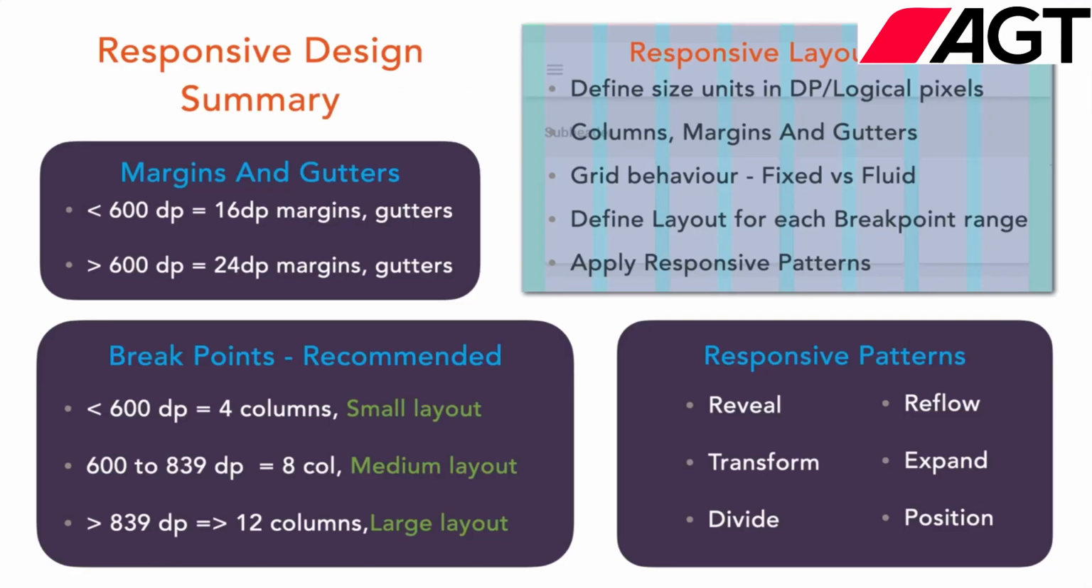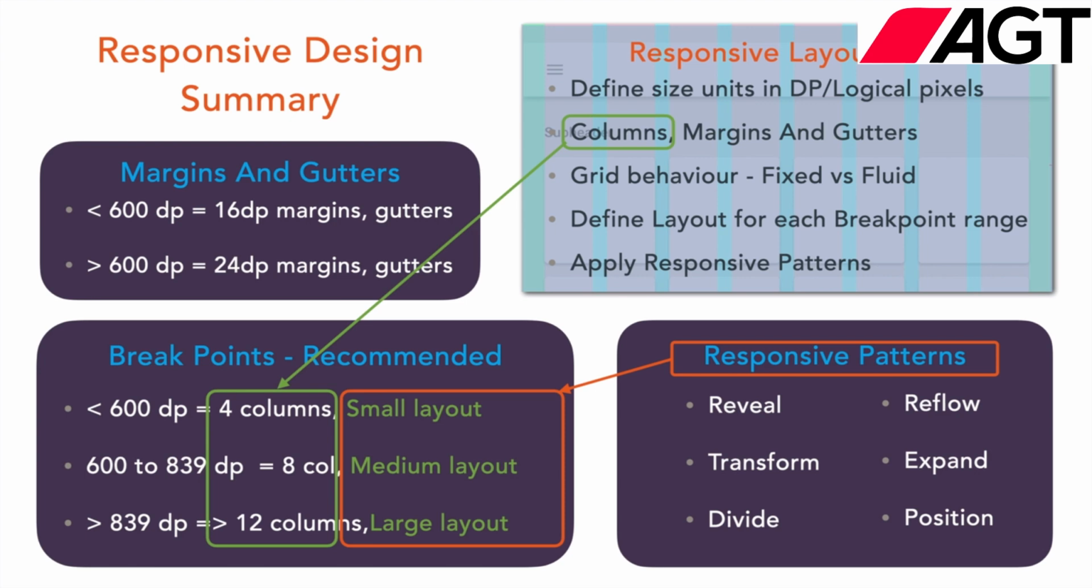So here is an overall summary of the responsive design theory we have discussed so far. This is based on Google's Material Design guidelines and the concept of a responsive layout grid. We imagine our app screen as a responsive layout grid, and we define three layouts: a 4-column layout, an 8-column layout, and a 12-column layout. We simply call them small, medium, and large layouts.